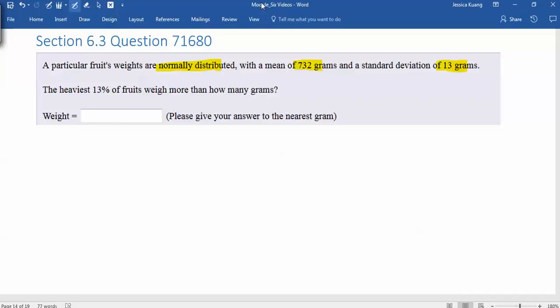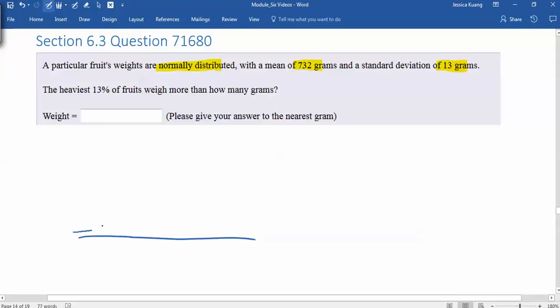Now here I have a normal distribution, so let me go ahead and graph that normal distribution. And in this question, having this graph will really go a long way in helping you understand the question. So the mean is 732. The standard deviation is 13.